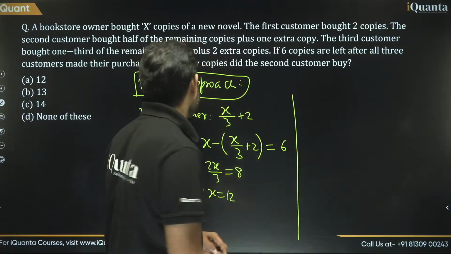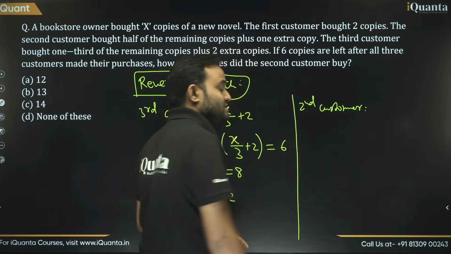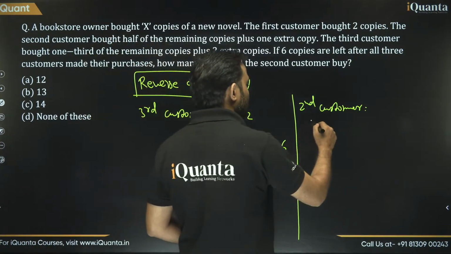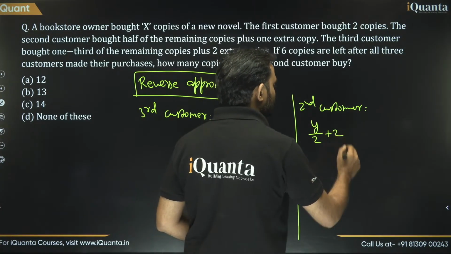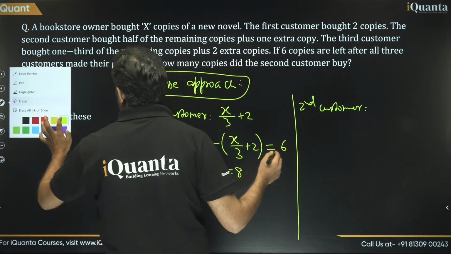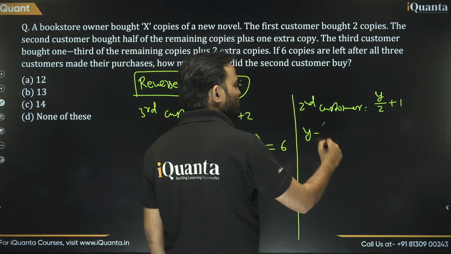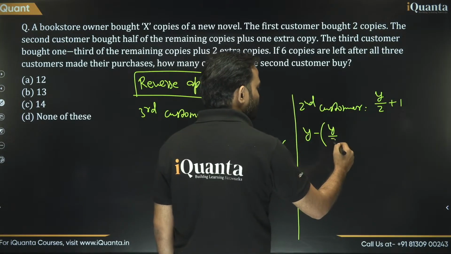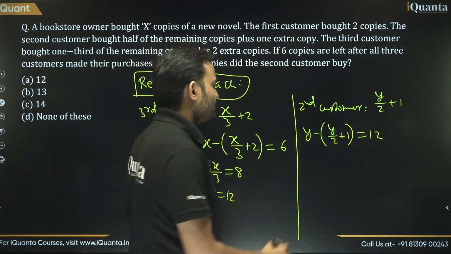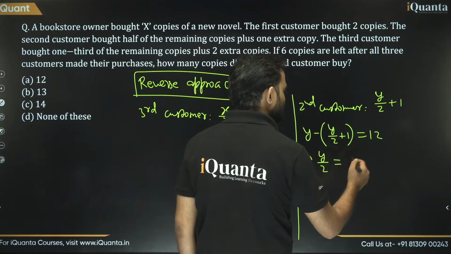Now, in case of the second customer, the second customer bought some, and after that 12 were left. The second customer bought half of them plus 1 extra copy, half of them y by 2 plus 1. What's left? If before that y was left, then y minus y by 2 plus 1 is equal to 12, right? This is left. Now we can say y by 2 is equal to, so this will be equal to 13, right?